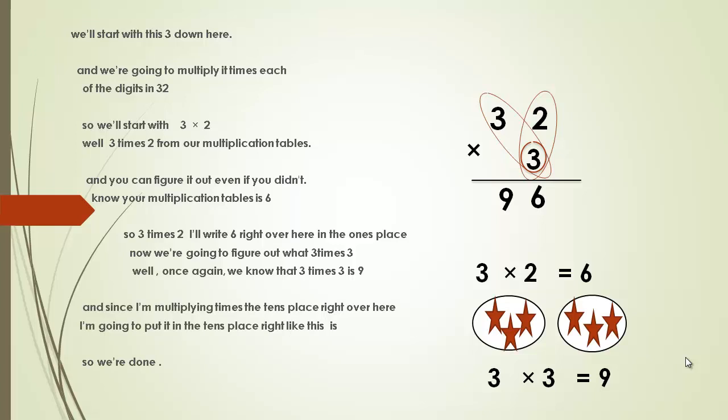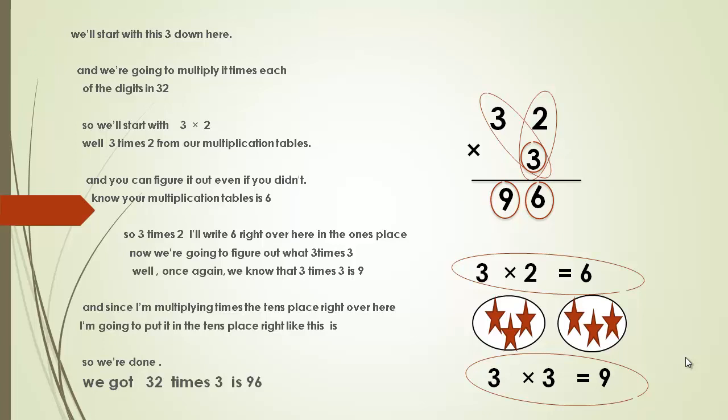3 times 2 is 6, write 6 in the ones place. 3 times 3 equals 9, write 9 in the tens place. It means 32 times 3 equals 96. And 3 times 32 equals the same answer, 96.